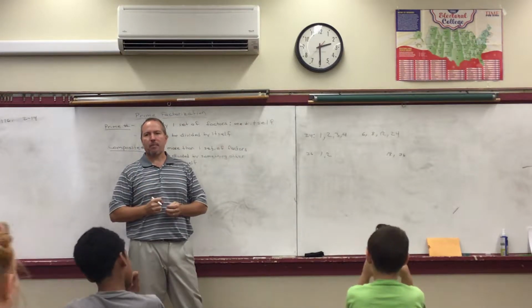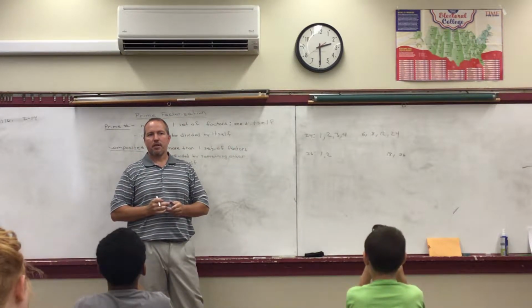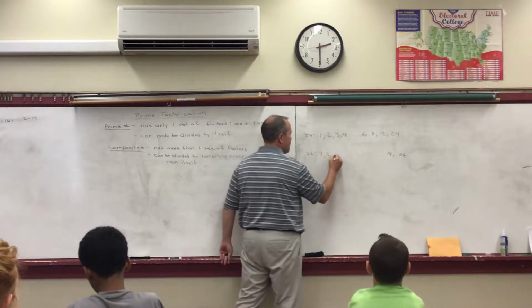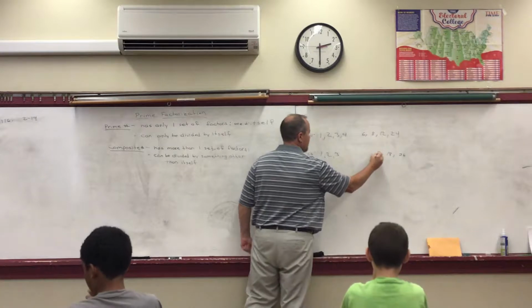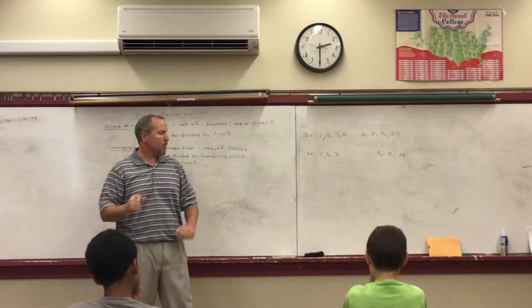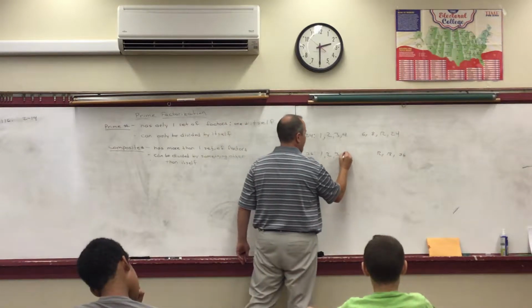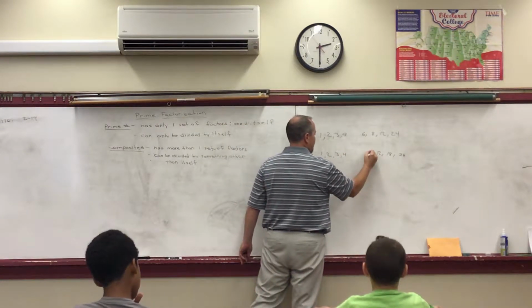Can we take 36 divided by 3? Yes, 36 divided by 3 is? 12. And the walls have closed in even further. Can we take 36 divided by 4? Yes, you get 9. So 4 and 9.